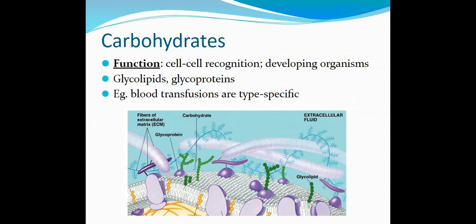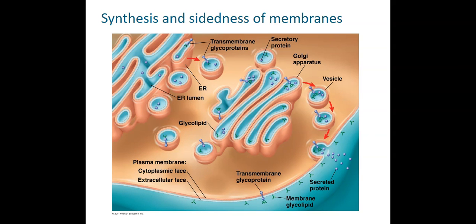Part of what they're going to do is help cells to recognize each other. They're mostly about cell recognition. They could also be specific to things like blood transfusions. We can have glycolipids and glycoproteins. They are typically not going to be just attached to the membrane itself, but more so attached to the protein that's attached to the membrane. So there are a few different functions that the carbohydrates are going to exhibit within this whole structure.